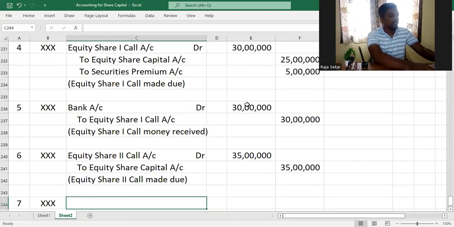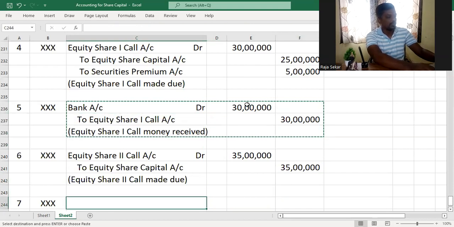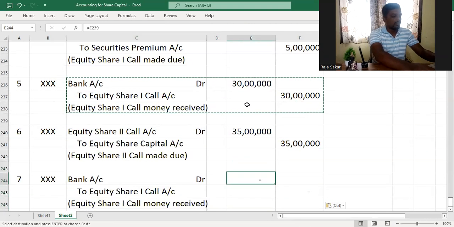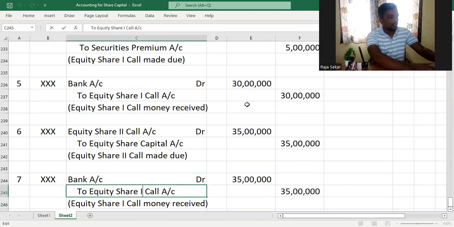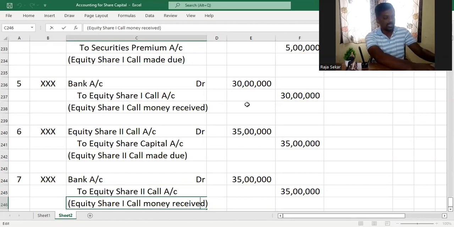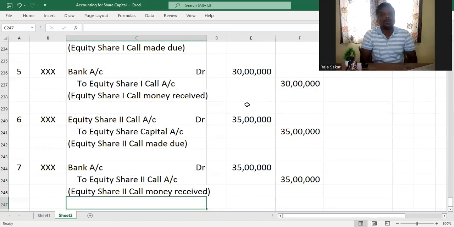Alright. And now we got to receive the second call money, that will be bank account debit to equity share second call account for the amount that is being received, which in our case is 35 lakhs. Understood, my dear children? That is what we received along with equity share second call. So even if the premium is collectible in more than one call, you just have to calculate the premium portion, and when the installment is being made due, the premium portion will be credited to securities premium account, and the remaining amount collected is share capital, and that will be credited to share capital account. And that's it, my dear children.